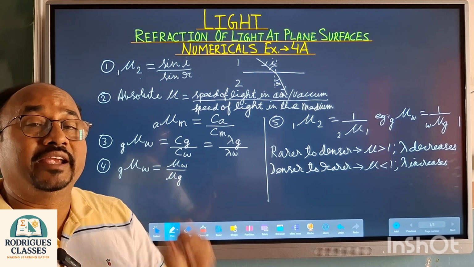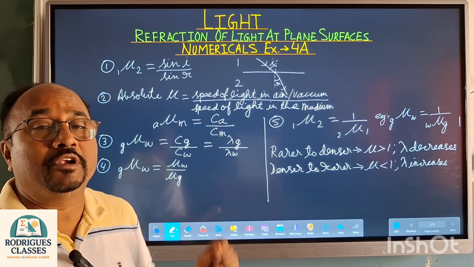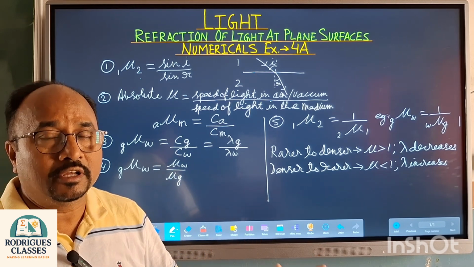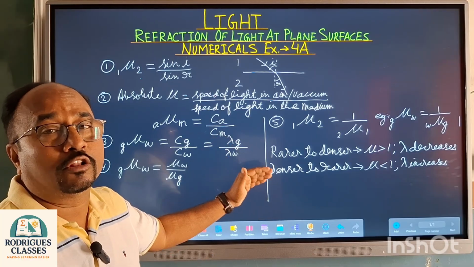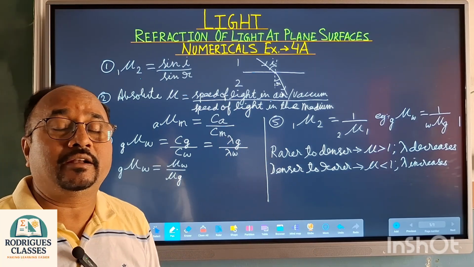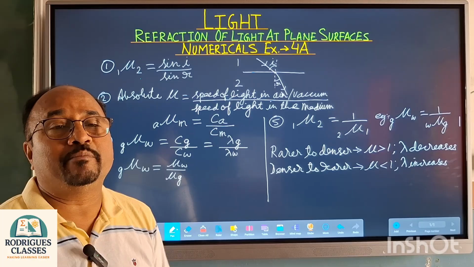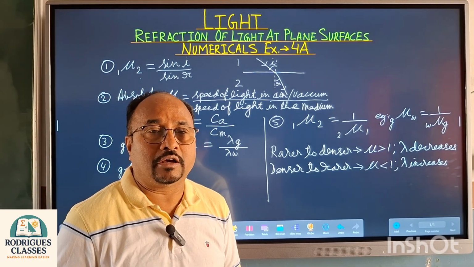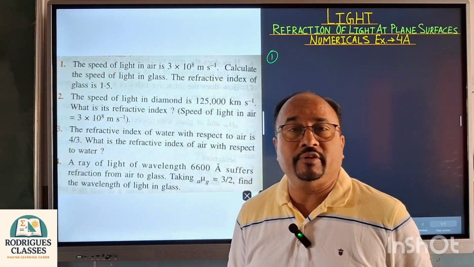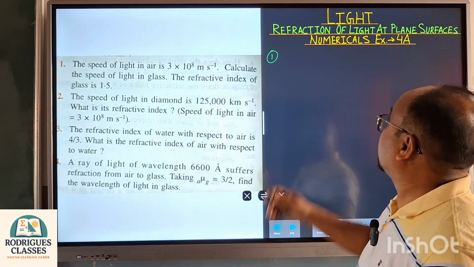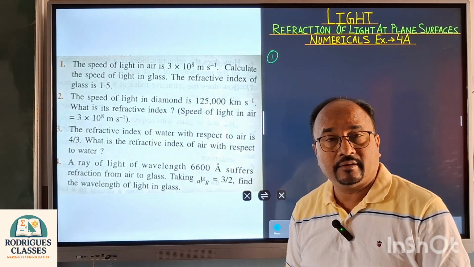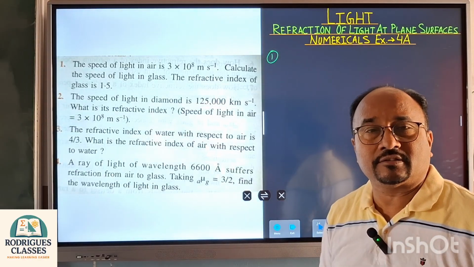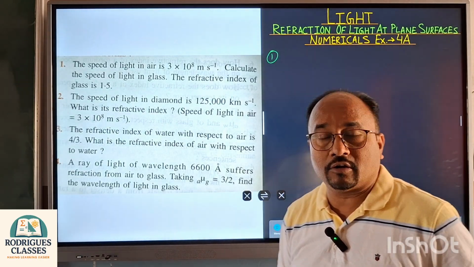So kindly note down all the formulas which have been written. Read the theory part properly and understand it, then coming to the numericals always helps. Writing all the formulas and then beginning is of great help. The sums can be done easily. So let us move on to the numericals now. We begin with the numericals of exercise 4A. There are only 4 numericals, so we will see all of them one by one.